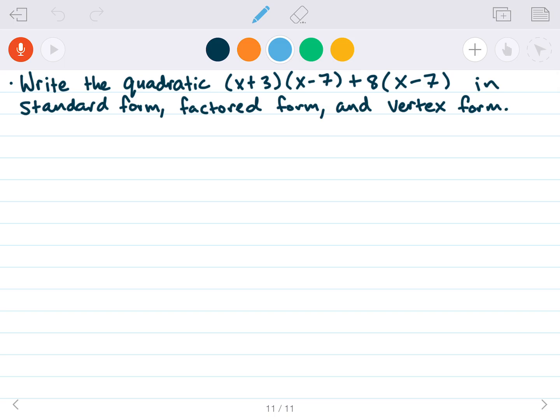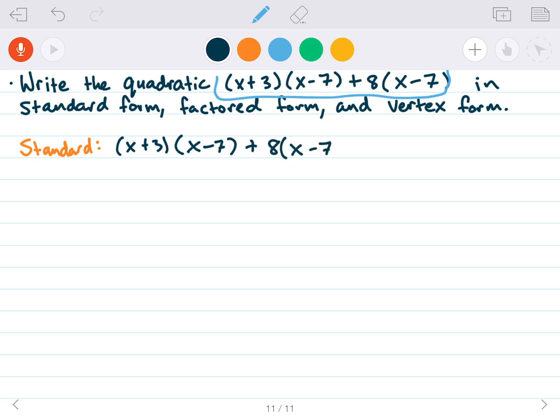Okay, let's do one more problem here. We're going to write the quadratic expression we're given right here in standard, factored, and vertex form. So for standard, we're just expanding this out and combining like terms as much as we can. So we start with x plus 3 times x minus 7 plus 8 times x minus 7.